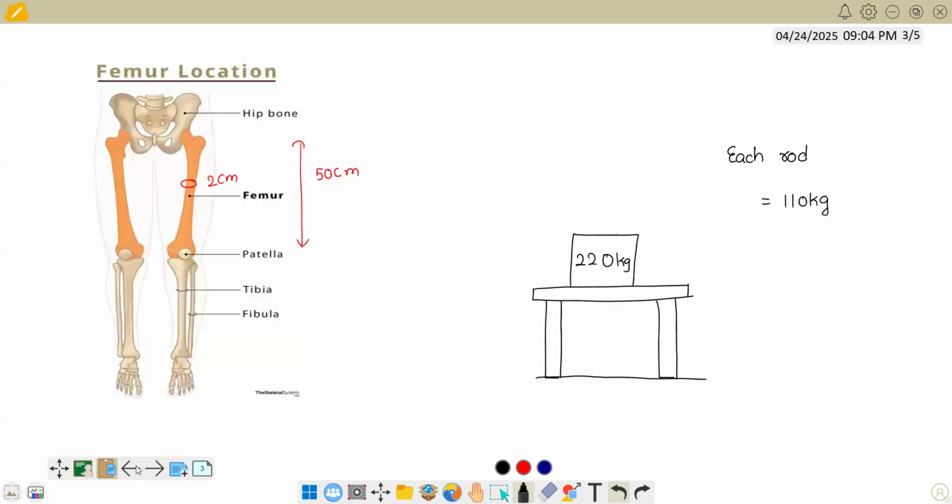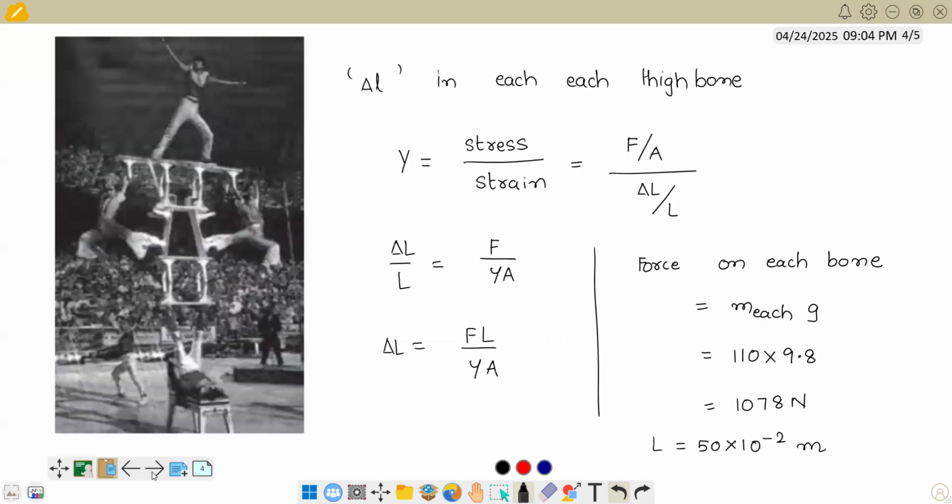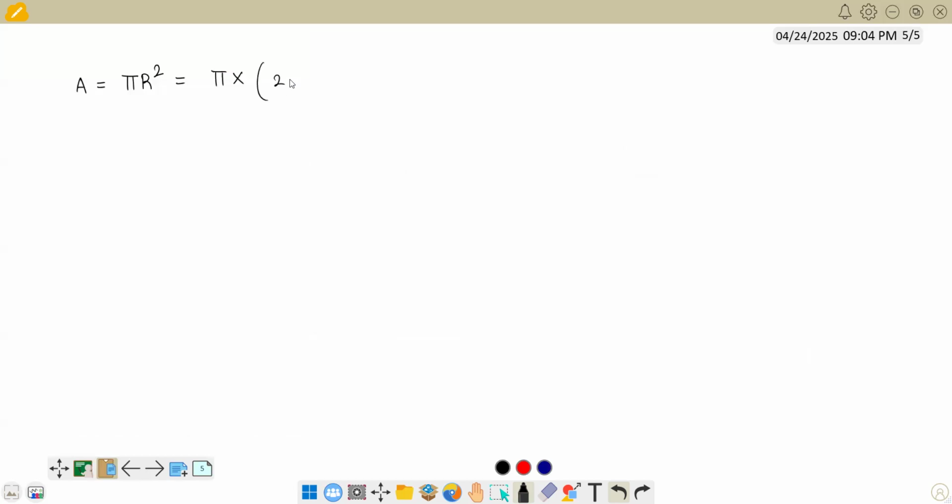Now area. If you assume it's almost a circular one, effective radius, we can call it pi r square. So pi into the value of r given in the question, which is 2 centimeter, so 2 into 10 power minus 2, whole square. So 4 pi into 10 power minus 4 meter square. This is the area.